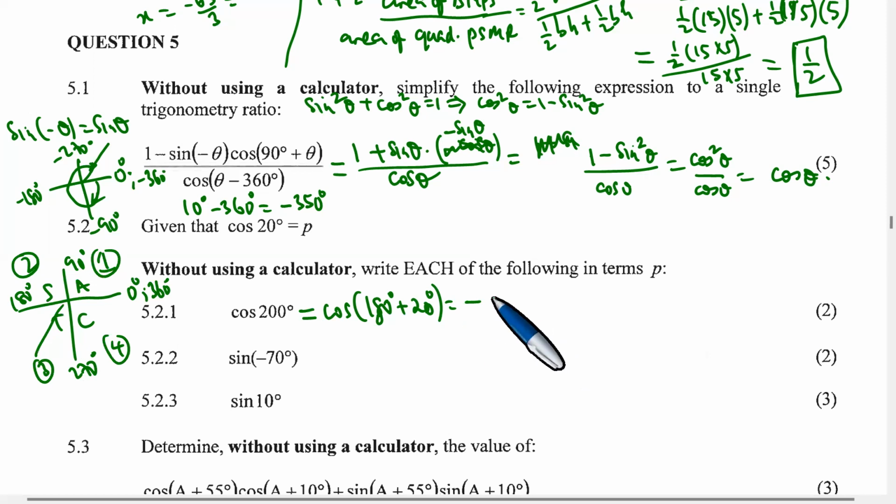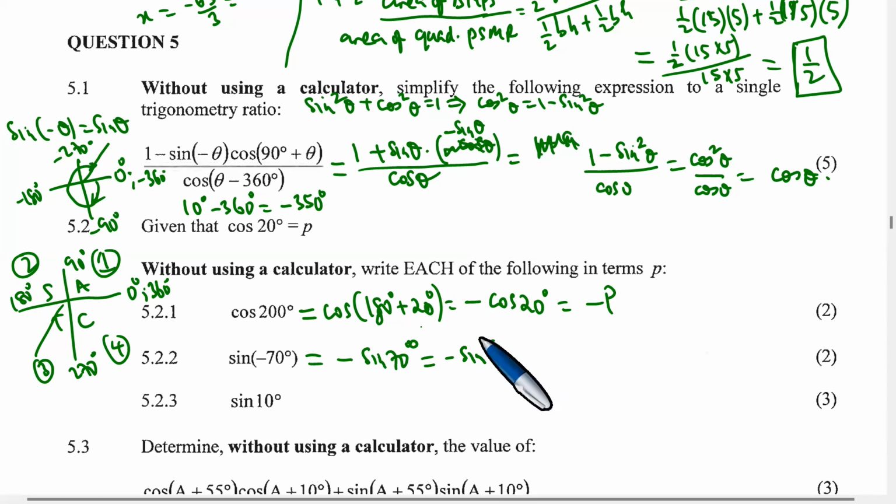The cosine is negative cosine 20 degrees. What is cosine 20? P. So this is minus P. What is the sine 70? So this goes out, which means it is minus the sine of 70 degrees. What is the sine of 70?